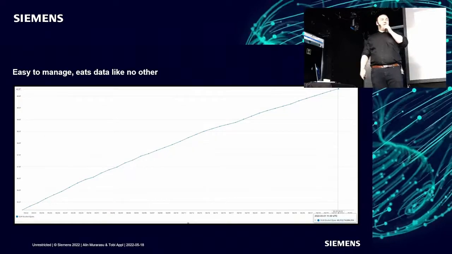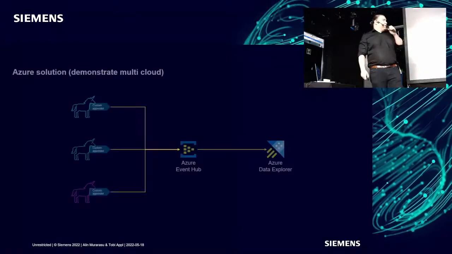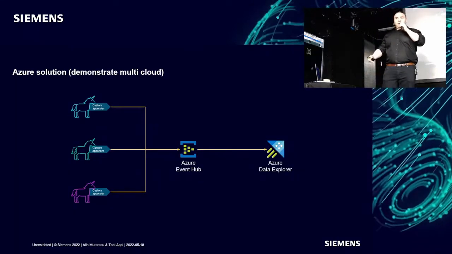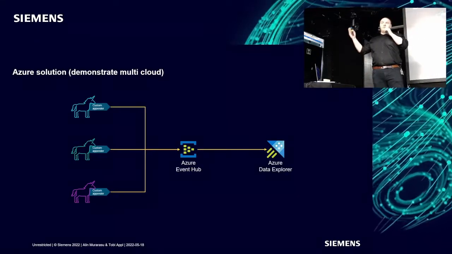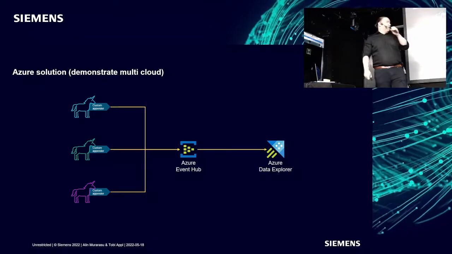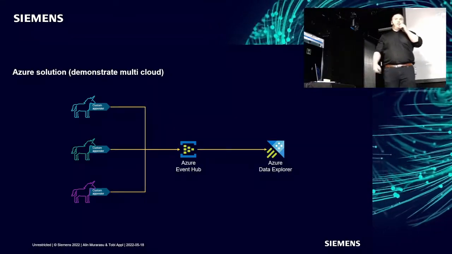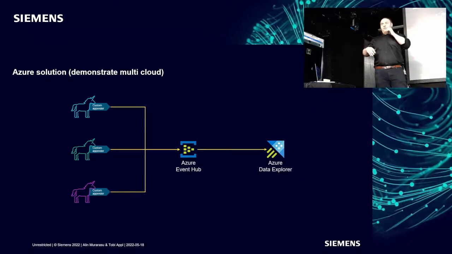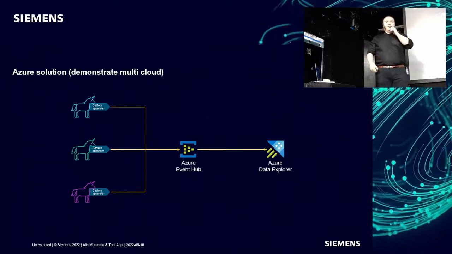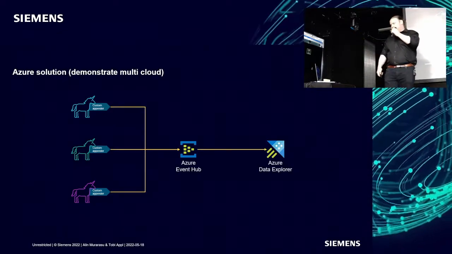Also, we have something very similar for Azure. For Azure, we use Azure Event Hub as a forwarder. Basically, all our services push data into Azure Event Hub, and then we go into Azure Data Explorer, which uses Azure Storage Service underneath, and Azure Data Explorer also has a query engine to query the logs.